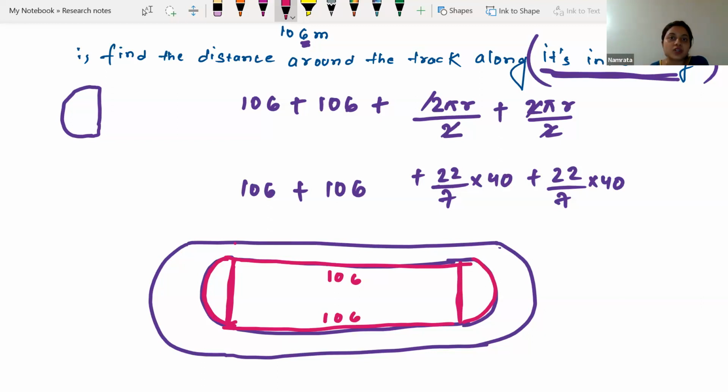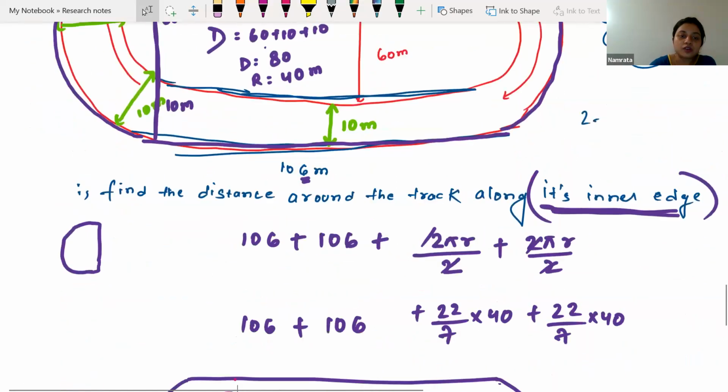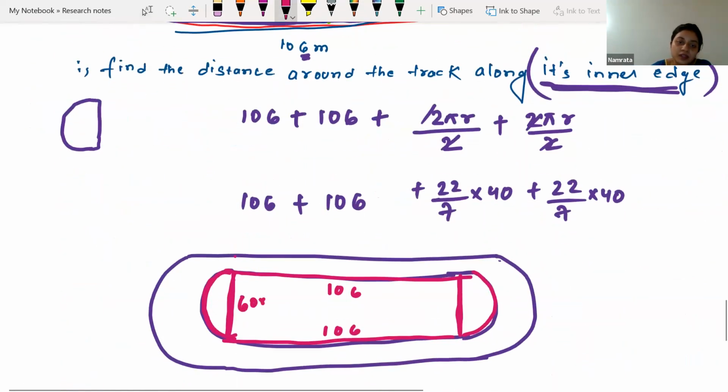We have taken the outer edge, right? Yes. So that time we took the total as a diameter, like 60, then 10, then 10. Total we have taken as a diameter. That will not be the case here. Here we have to think about this smaller semicircle, and that distance is already given as 60 meter. So if diameter is 60, radius will be 30. So rather than taking radius as 40, we must take radius as 30. Now we are done. Everything will be the same, but we have to take the consideration of the inner circle.